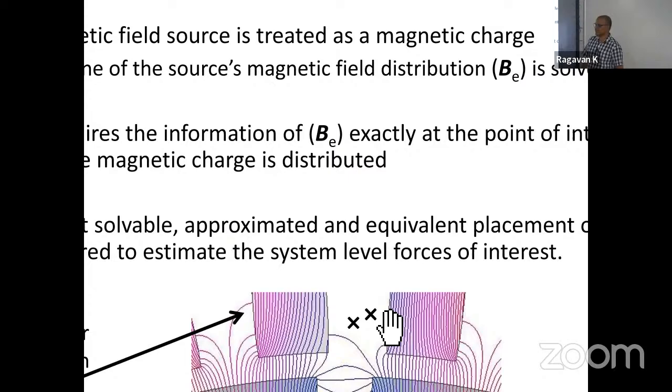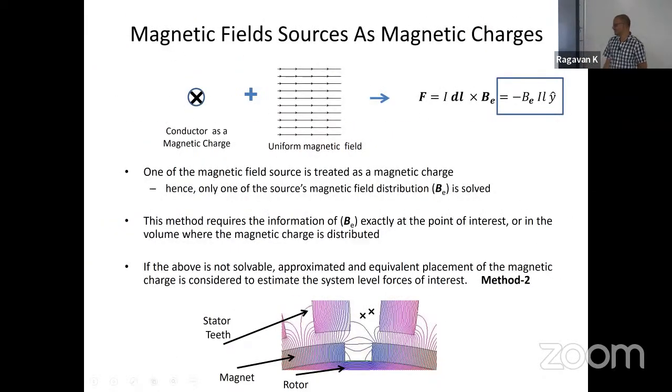You can say that this cross is present just below the stator, and you know the B value there, and apply BIL and get the system level forces and say this is the torque. That is also acceptable. We'll see an example of why this will also work when you don't know the magnetic field at the point where the conductor is placed.